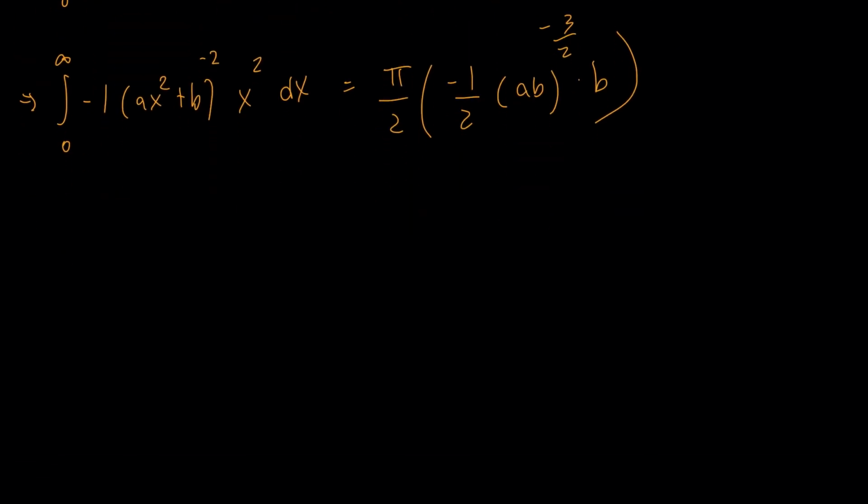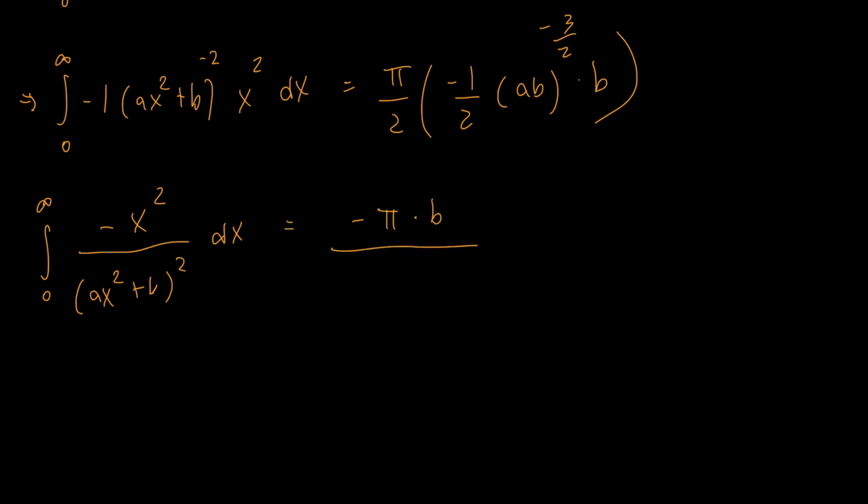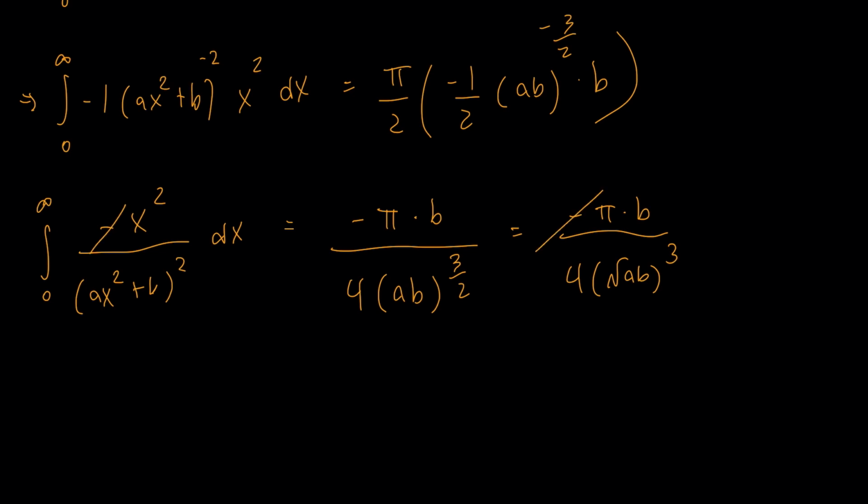So simplifying this, we have the integral from 0 to infinity of negative x squared divided by (ax squared plus b) quantity squared dx will end up being negative pi times b over 4 (ab) to the 3/2, which we could write as negative pi times b over 4 and then the square root of (ab) cubed. And as you could see, these negatives end up canceling.